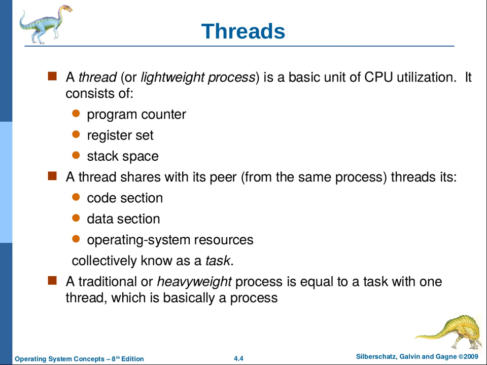A thread is basically thought of as a lightweight process, the basic unit of CPU utilization. It has a program counter, a register set, and a stack space. That's all the thread has. But it's sharing with its other threads in the process the code, the data, and any resources. Sometimes it's called a task, so thread and task may be used interchangeably. A heavyweight process is one with one thread, aka a process.